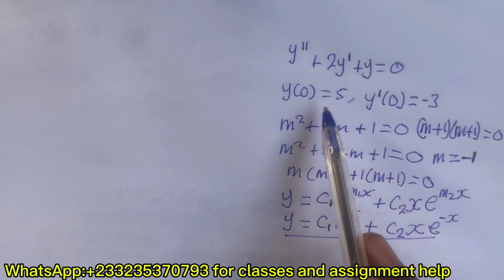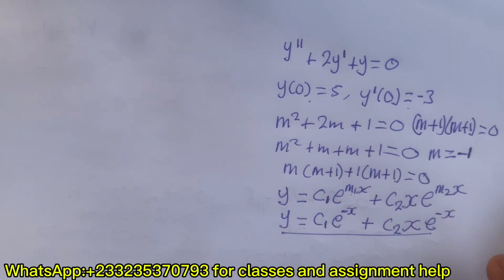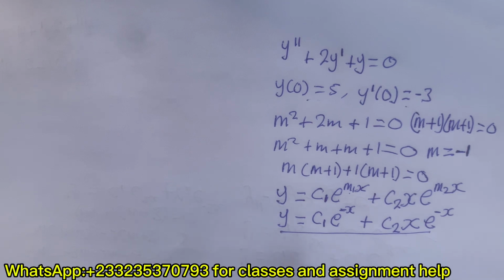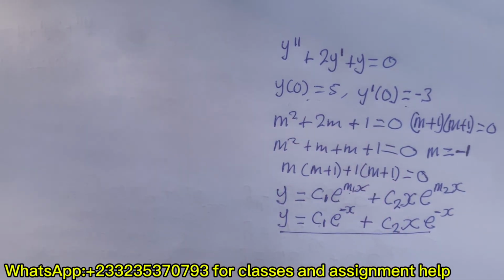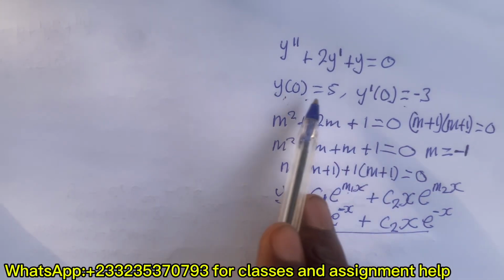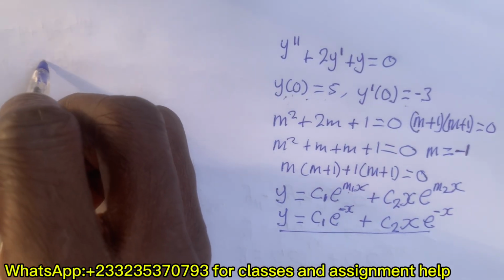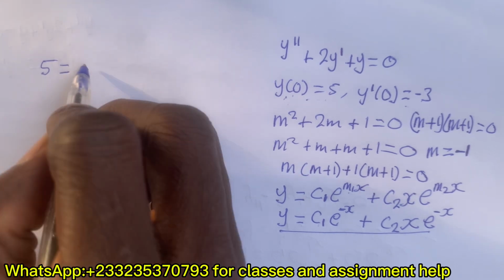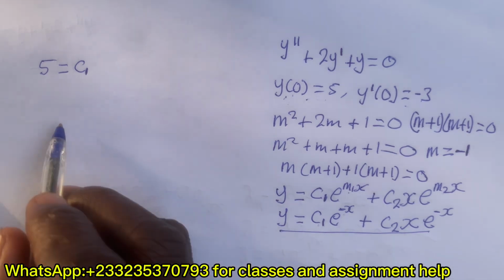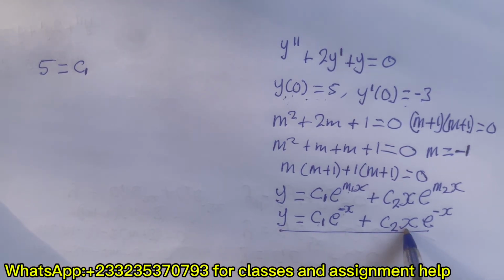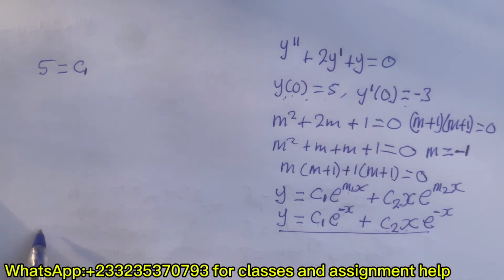Once we have these initial conditions, then we can find the particular solution by finding the constants c1 and c2. So let us impose the initial conditions that we have here. We have y of 0 equal 5. That is, if x is equal to 0, we have y to be 5. So we write 5 equals c1. If you put 0 here, e power 0 is 1 times c1 is c1. Then if we put 0 here, 0 times c2 times e power 0 will be 0. So we have c1 equals 5.